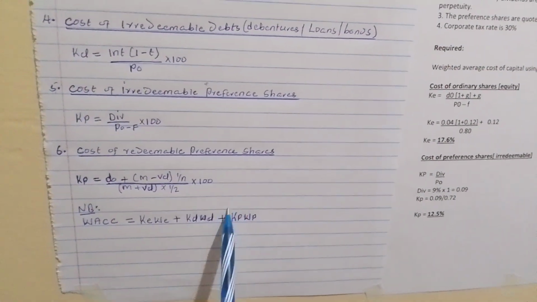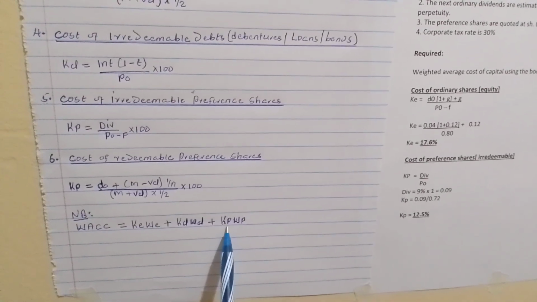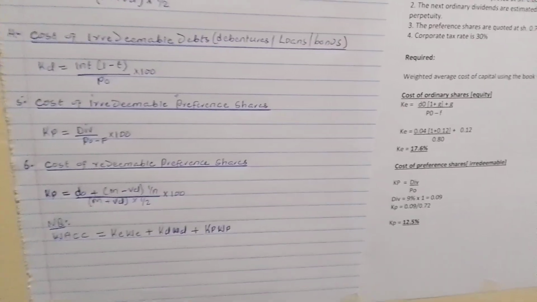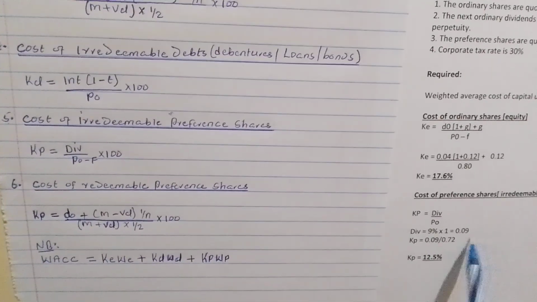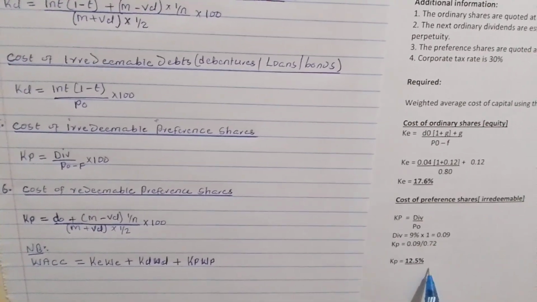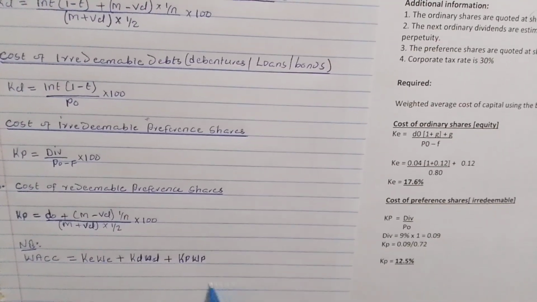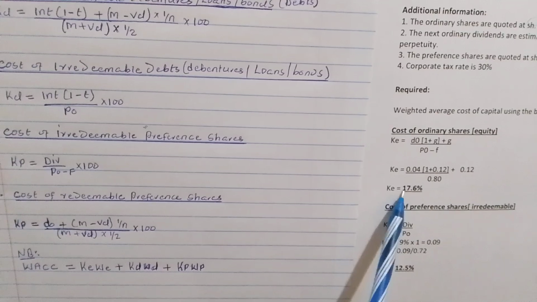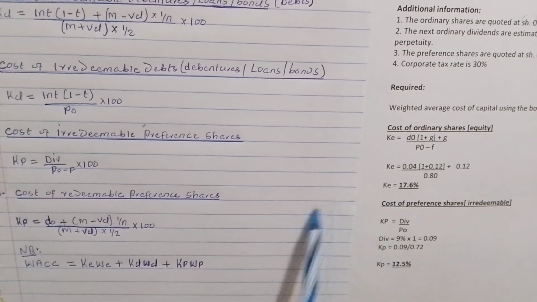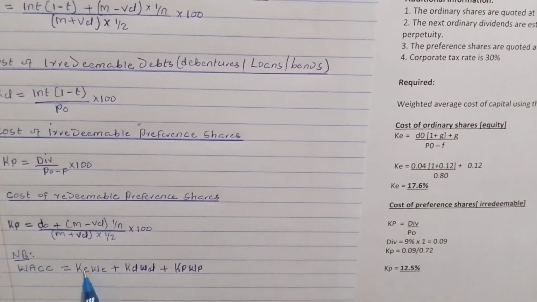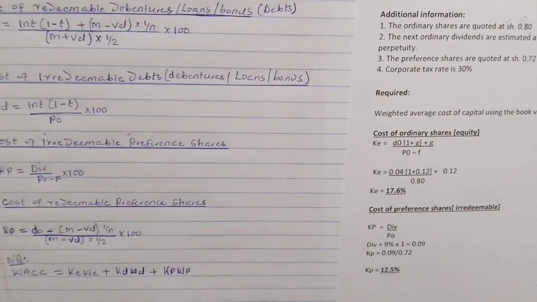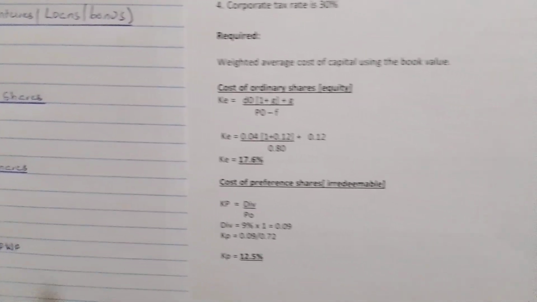And when you come to our calculations, that figure will be here. KP, you multiply by the weight of preference shares. We do the weights in a while, but not the 12.5. The 12.5% will be here. You have said that KE, 17.6%, will be here. KP, 12.5%, will be here. Then the last part is the cost of debentures, the KD.